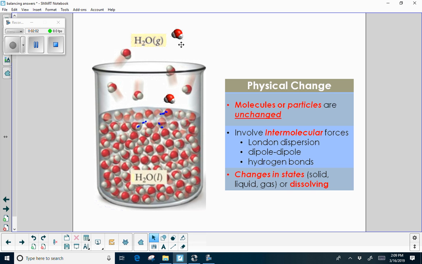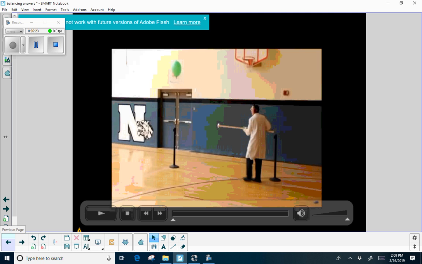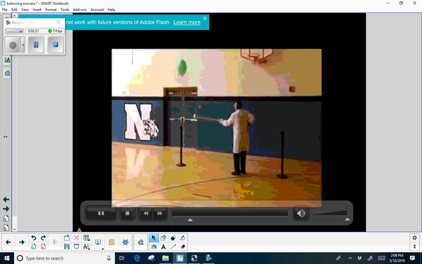So what happened was the water molecule is still intact, nothing changed, so it's a physical change, but because we have a change in state, we've overcome these intermolecular forces again. So both changes in state and dissolving processes are physical changes because there's no change in the overall molecules. Well, let's look at a great example of a chemical change.